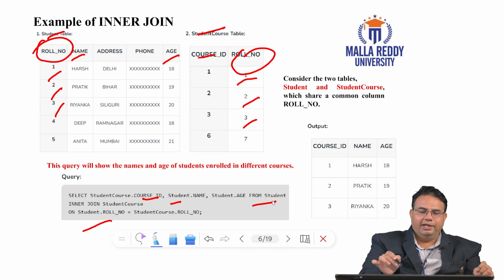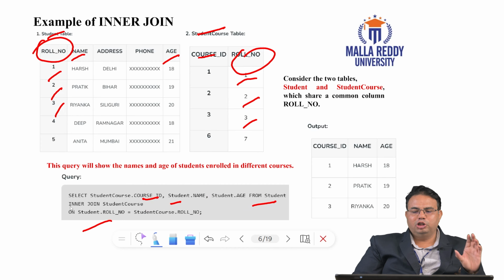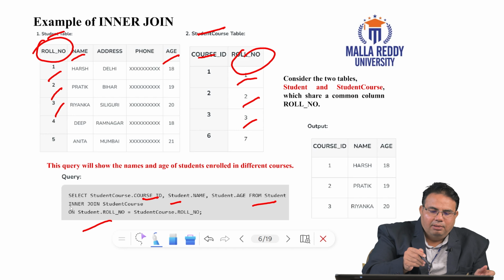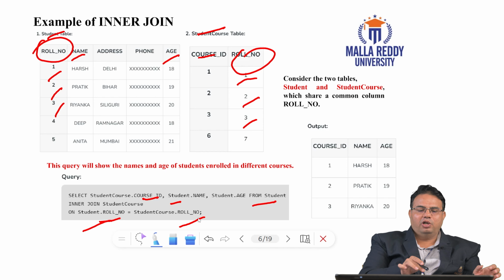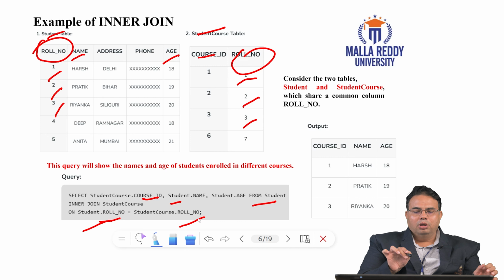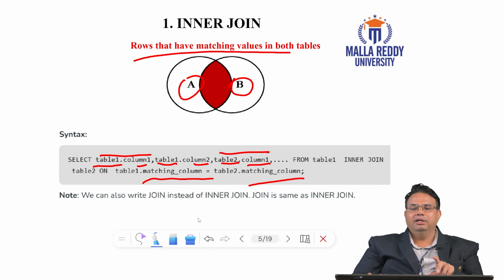From student, inner join, student course. So what are we doing now? We are working on inner join, student inner join student course. And what is the matching column you are having? The matching column is roll number in these 2 tables. So as per inner join, student course on student dot roll number is equal to student course dot roll number. Here student is table 1, student course is table 2. So what is the matching column? Roll number. So as per inner join, again I repeat, you will be retrieving only common values.